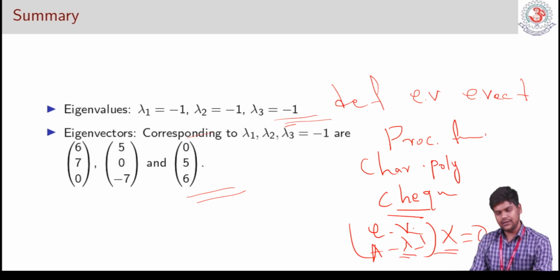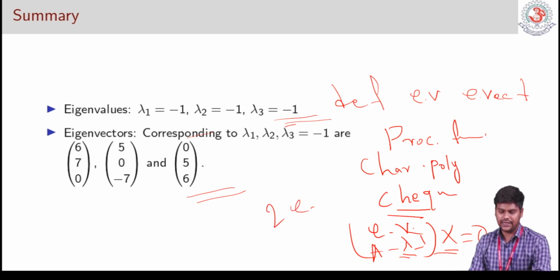So these are some examples. First we saw how to find eigenvectors if all the three eigenvalues are different. In the second example, we saw how to find eigenvectors if any two eigenvalues are same. And the last example is how to find eigenvectors if all the eigenvalues are same.